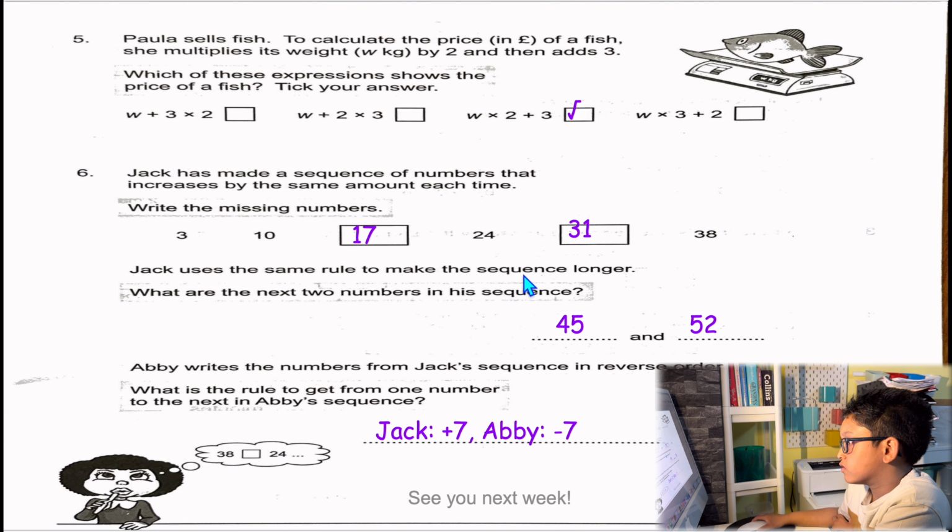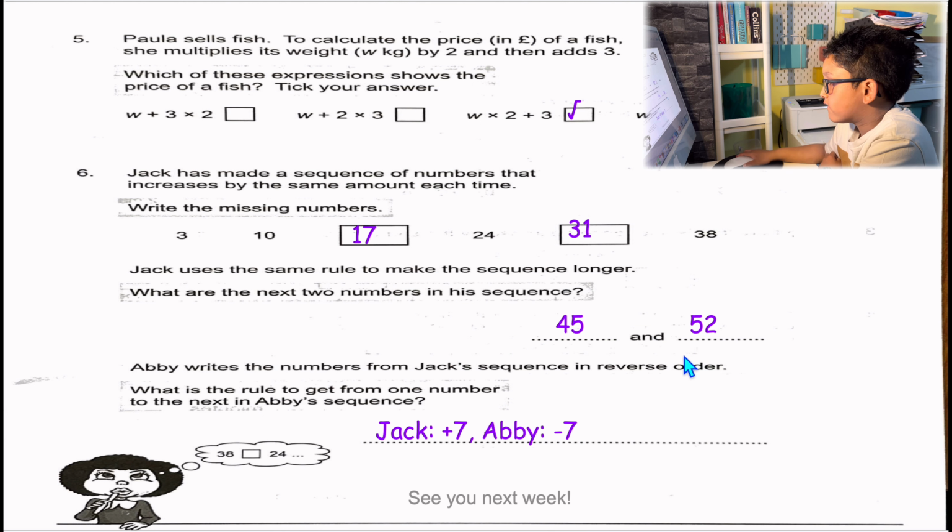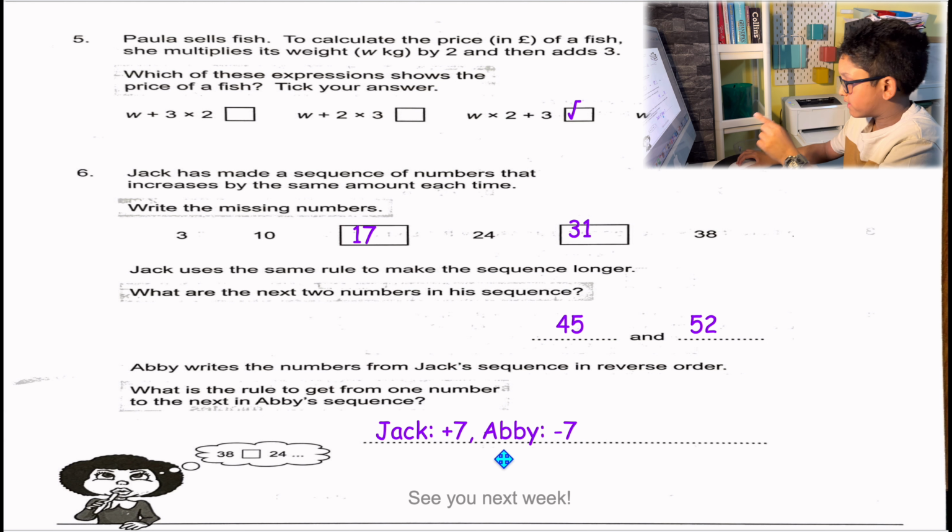Jack uses the same rule to make the sequence longer. What are the next two numbers in the sequence? From 38 plus 7, 45. Plus 7, 52. Abby writes the numbers from Jack's sequence in reverse. So that means instead of adding 7, she takes away. 38, 24. So that means she's taking away because she's going backwards. So Jack's sequence is plus 7. Abby's sequence, take away 7.